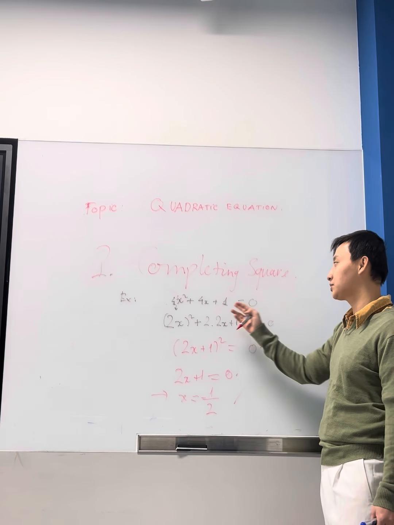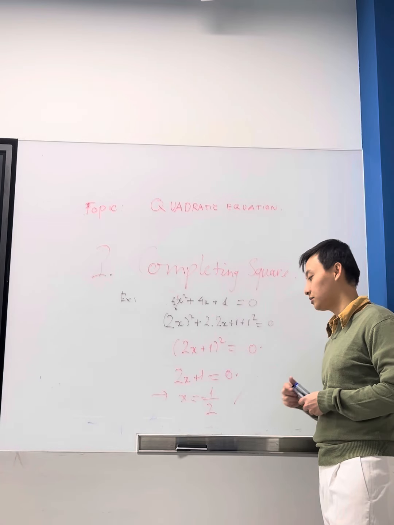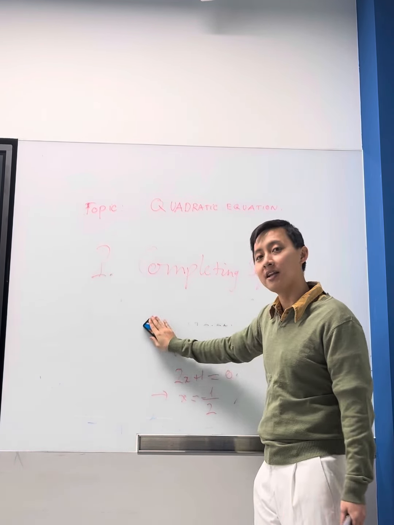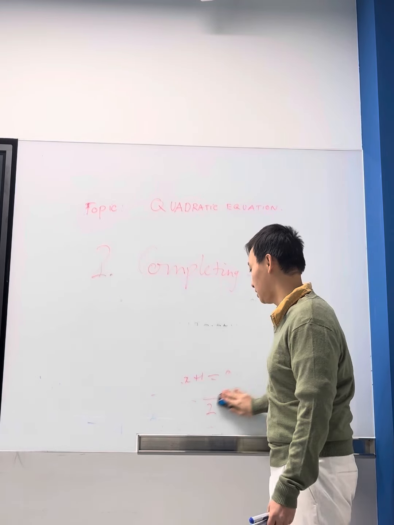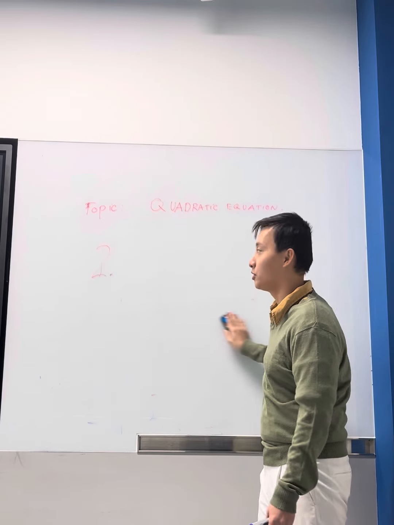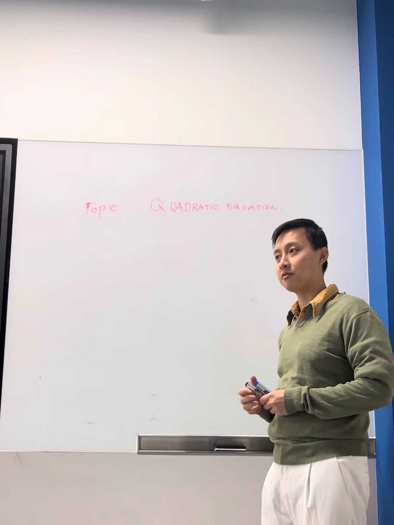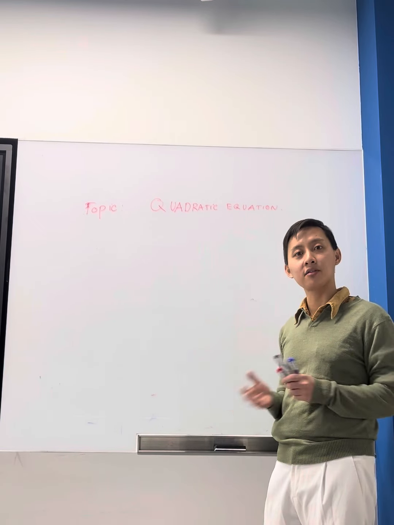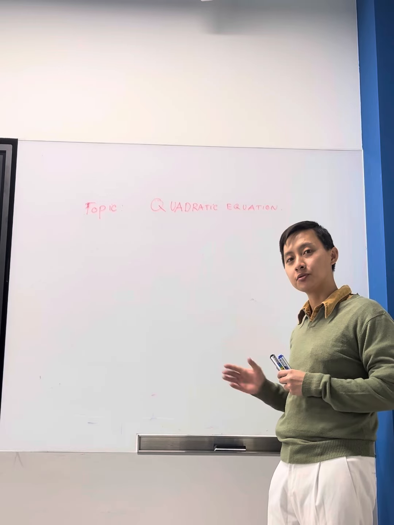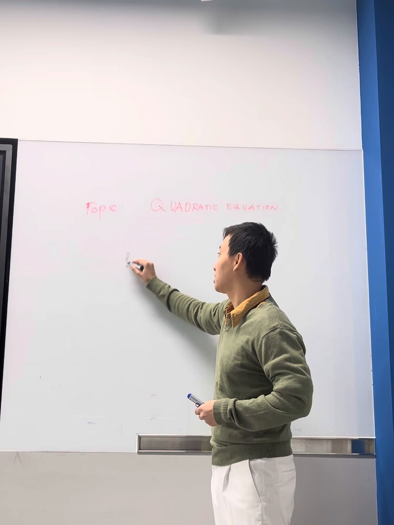You can also use factorization, but this way is the easiest for you, using completing the square. Now the last method is we use the quadratic formula. So why do we divide into many methods like this? Because for each type of question, you need to be flexible to choose which one is the easiest way to do it. So write out the quadratic equation.